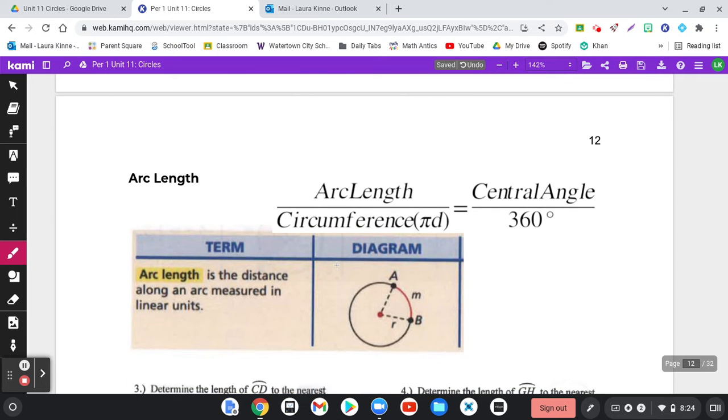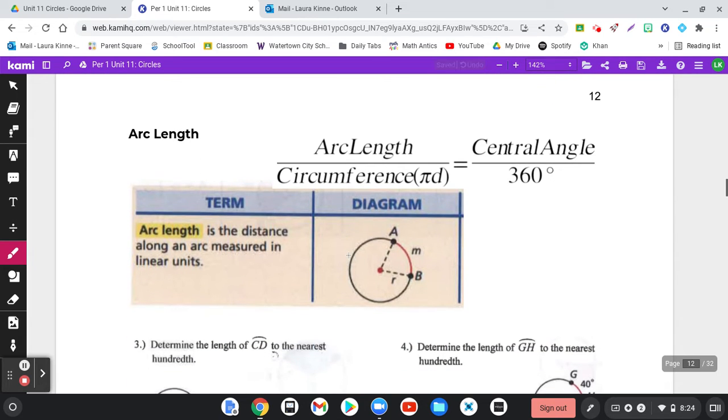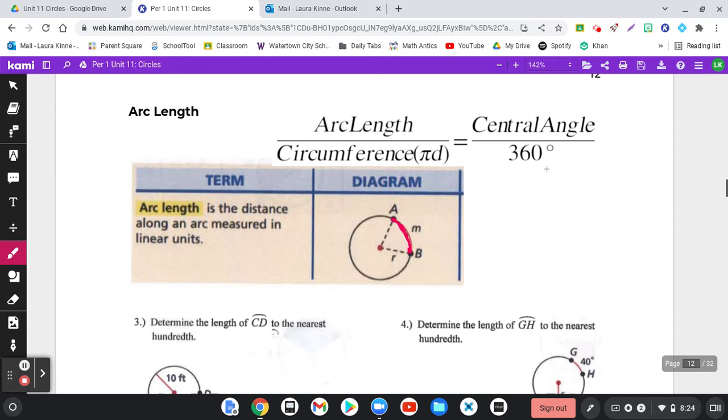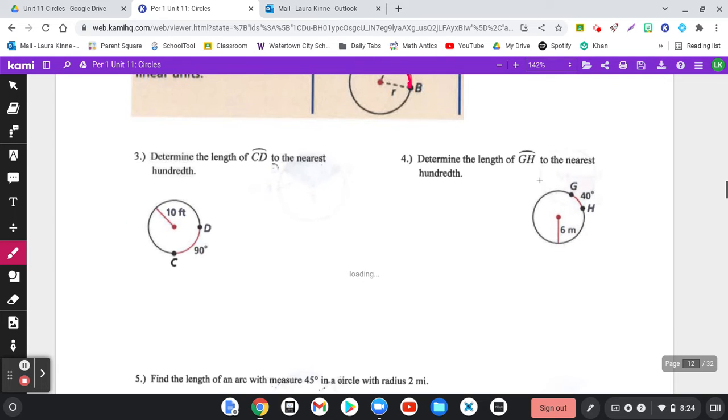All right, this is the new one, arc length. So arc length, you're just looking for how long this arc is. So that's part of the circumference, right? The circumference goes all the way around. So it's going to be part over whole. So x over pi times diameter, because that's your circumference formula, that's given to you, equals the angle over 360. So let's give it a try.